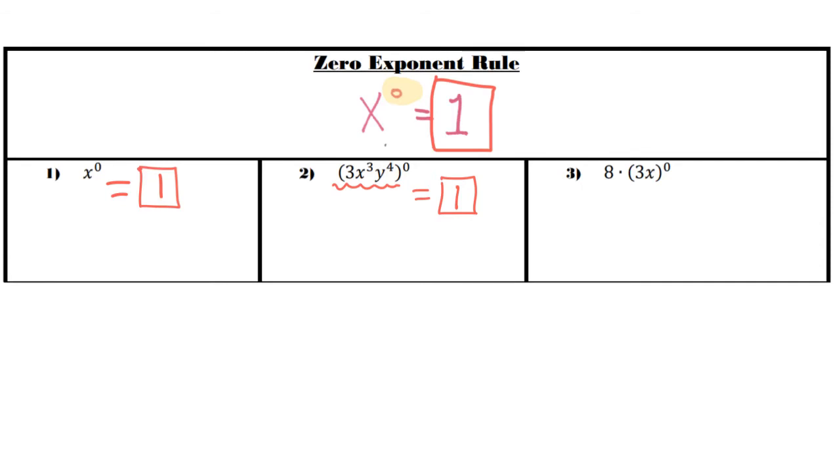Now, example 3 brings up a common mistake. So let's take a look at this problem. We have 8 times the quantity 3x raised to the 0. You're probably tempted to say the answer is 1 and moving on. But when we look closely, the quantity 3x raised to the 0 is what's equal to 1.